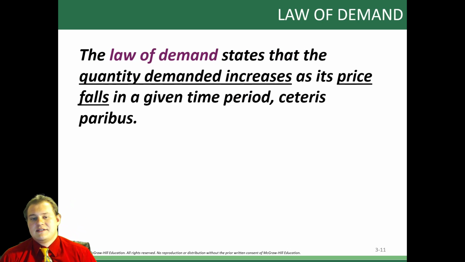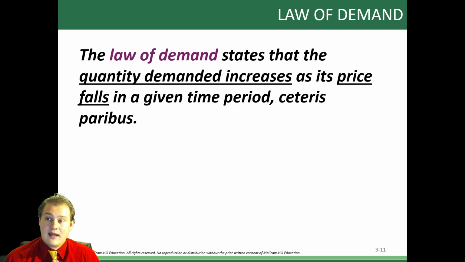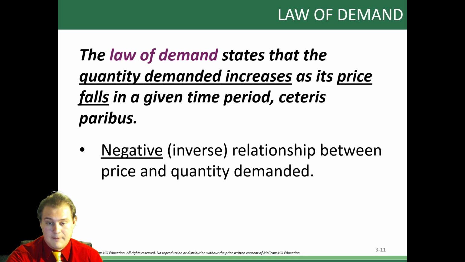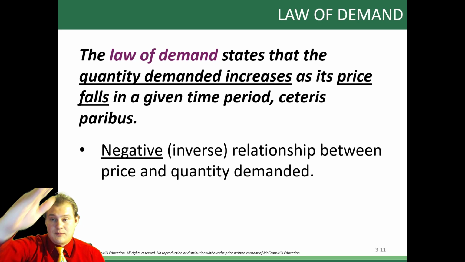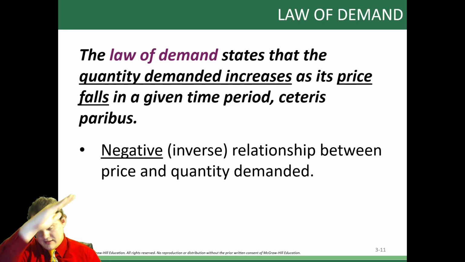The law of demand states that the quantity demanded increases as price falls in a given time period, ceteris paribus. Again, ceteris paribus means if everything else remains the same. Quantity demanded will increase as price falls, because then more people are willing and more people are able. One of those two things is going to be affected. It's a negative, inverse relationship between price and quantity demanded. That's why it slopes downward.